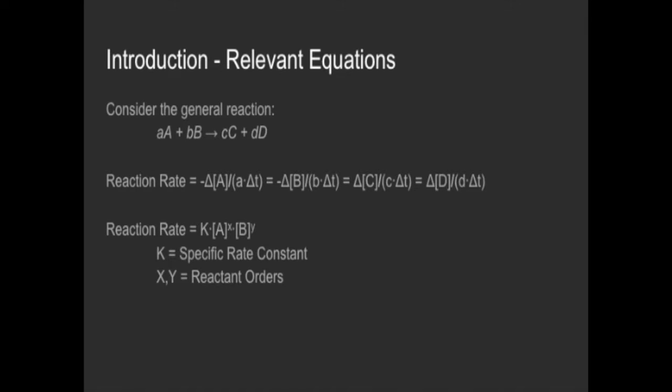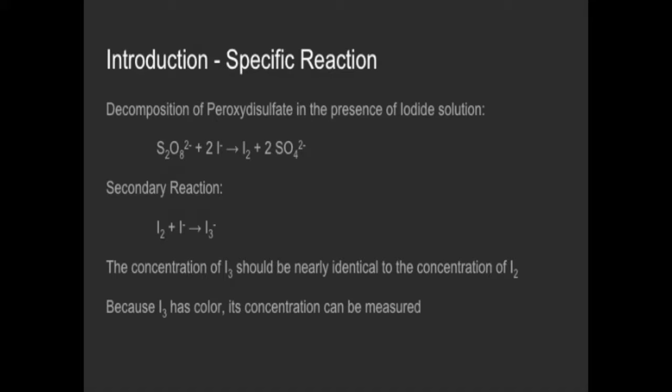The specific reaction that we're going to be analyzing is the decomposition of peroxydisulfate in the presence of iodine solution. A secondary reaction will be occurring as well as this first reaction, where iodine reacts with the iodide ion to form triiodide. Now, the concentration of this triiodide should be pretty much identical to iodine, and because this triiodide has color, the concentration of it can be measured via spectrophotometry.